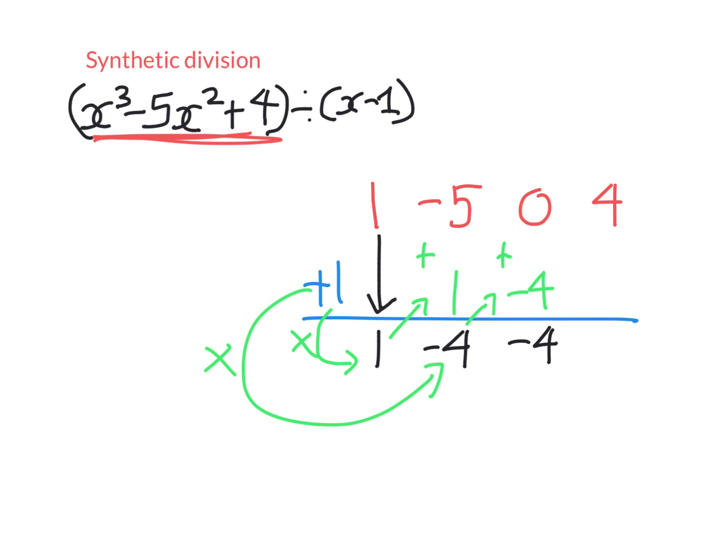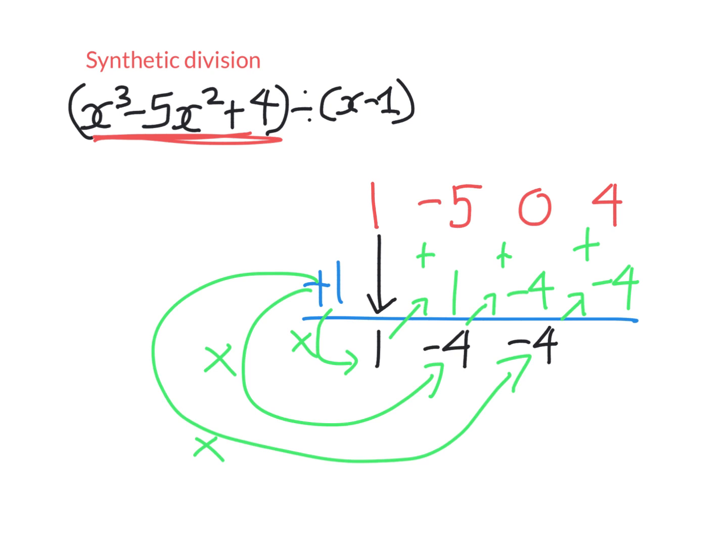So I'm going to follow the process one more time. I'm going to go 1, the root, times this one. 1 times -4 is, of course, -4. I add to find the remainder. So 4 plus -4 gives me 0. So these numbers here are our answer.